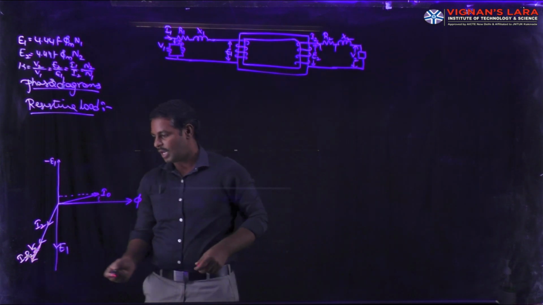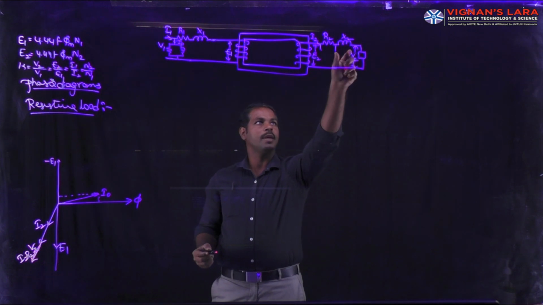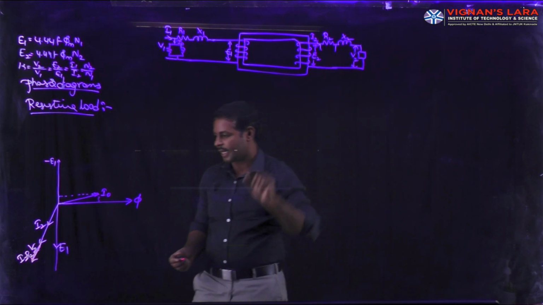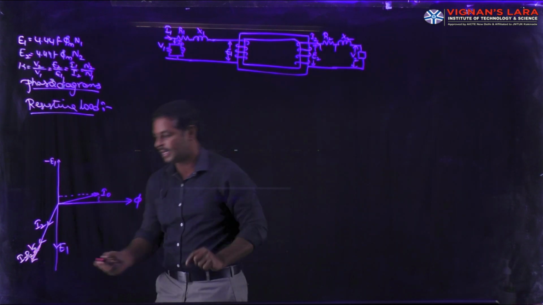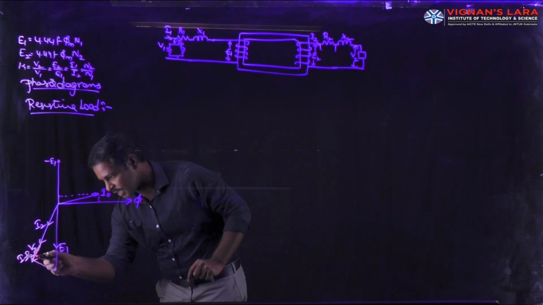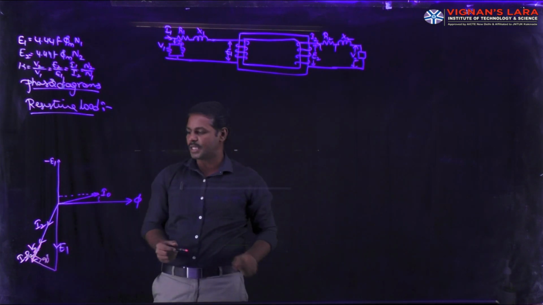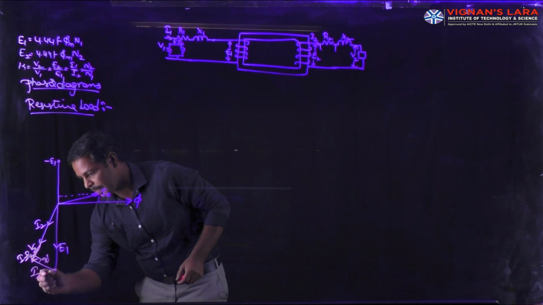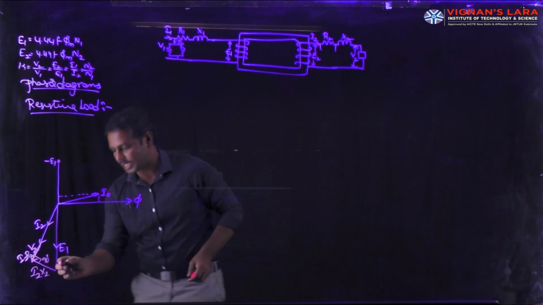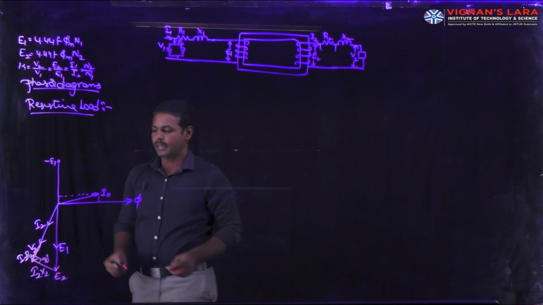I2 is multiplied with X2 when we get the voltage drop across the inductance. Resistance and inductance are always displaced by an angle of 90 degrees. So the angle between these two is 90 degrees, which is I2 into X2. Finally, we get E2.